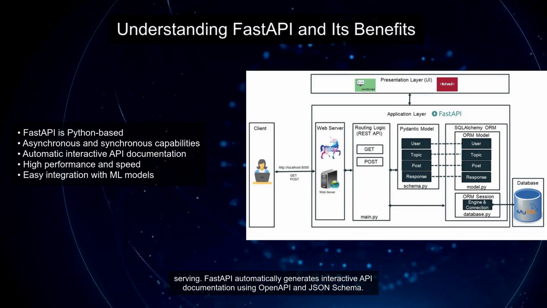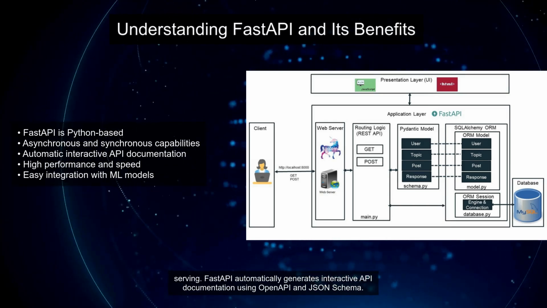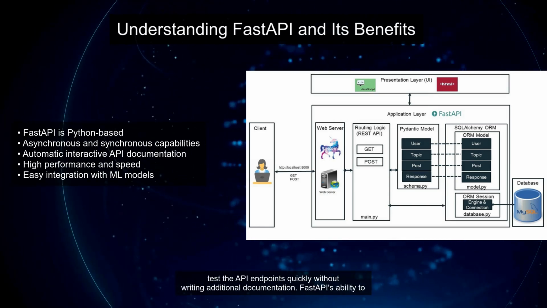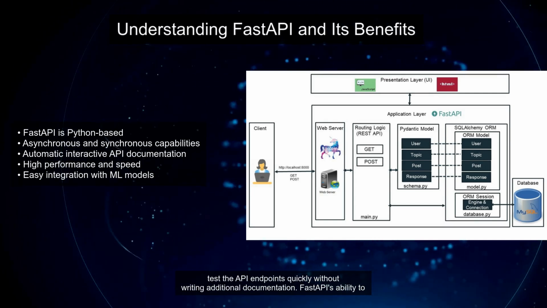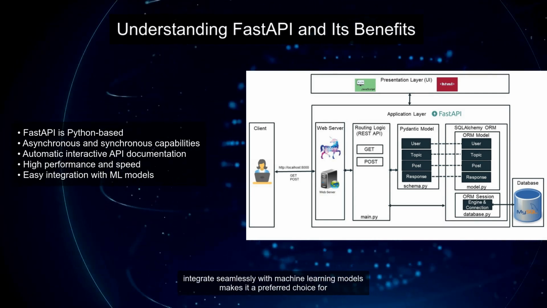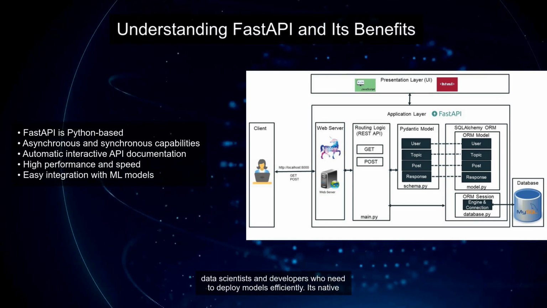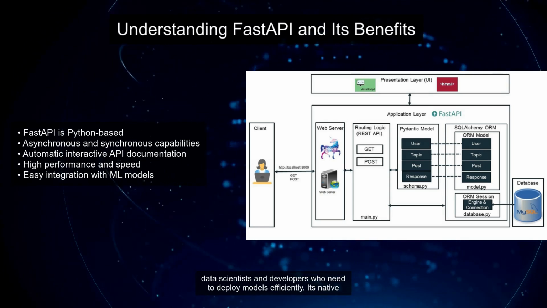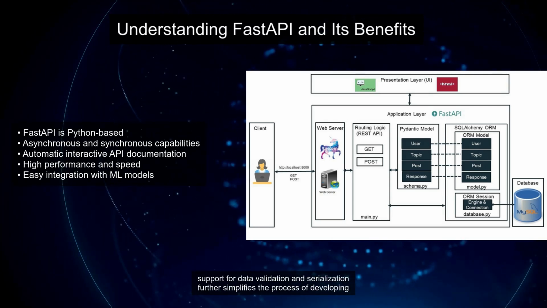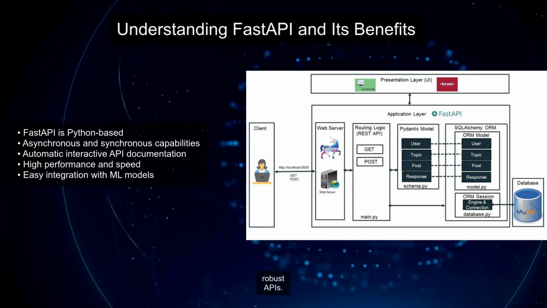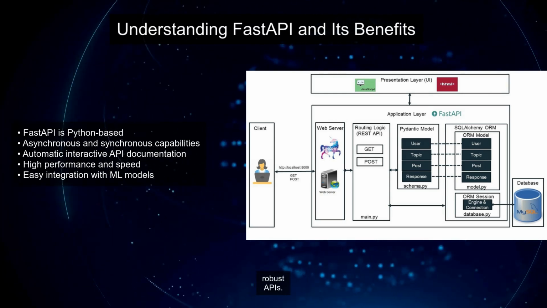FastAPI automatically generates interactive API documentation using OpenAPI and JSON schema. This feature is particularly useful for developers and users who want to test the API endpoints quickly without writing additional documentation. FastAPI's ability to integrate seamlessly with machine learning models makes it a preferred choice for data scientists and developers who need to deploy models efficiently. Its native support for data validation and serialization further simplifies the process of developing robust APIs.